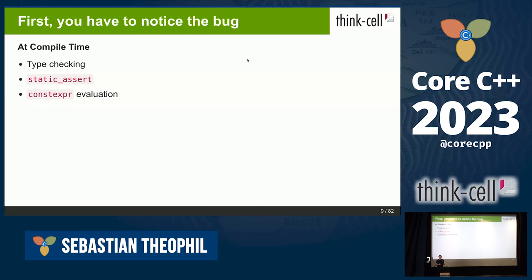Well, luckily, we're writing in a language that has a compiler. So the first line of defense, so to speak, in writing better software is our compiler. It will tell us if we made type errors. We can help it along somewhat when we're writing more static asserts. That might help us catch some errors. We can also try to evaluate more things at compile time in constexpr statements.